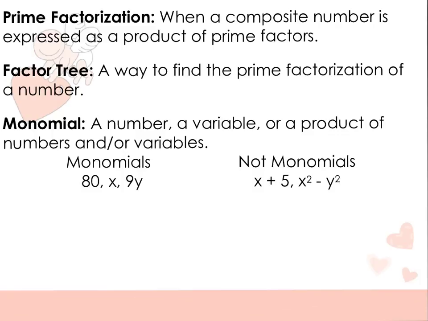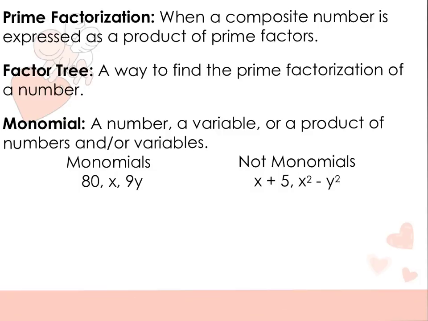Now, how we do this is by doing something called a factor tree. A factor tree is a way to find the prime factorization of a number. There are multiple ways that you can do the prime factorization. In my opinion, the most effective way to make sure you're not missing any is to use the factor tree. This is probably what you are familiar with and have done before.